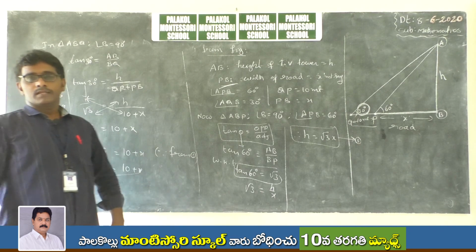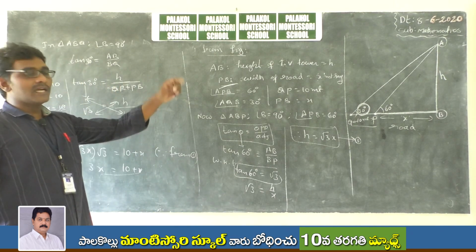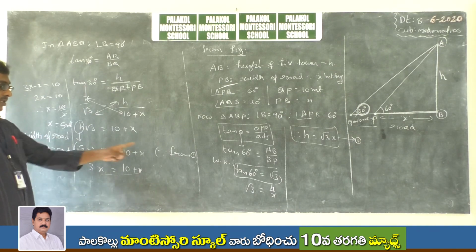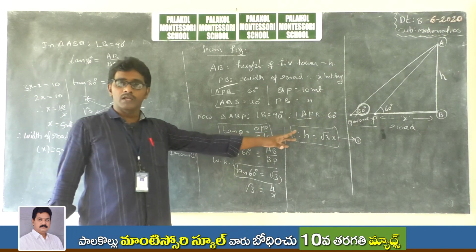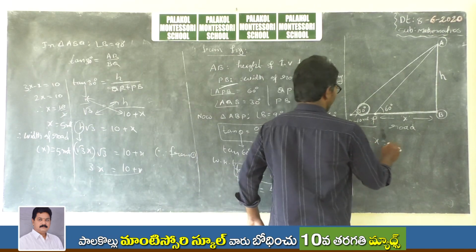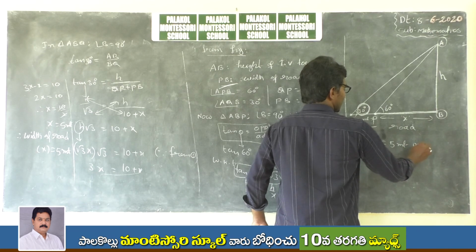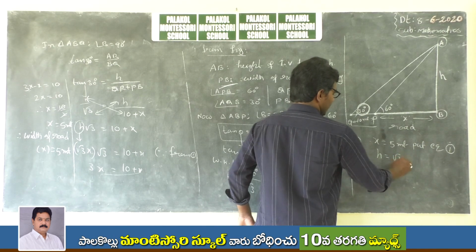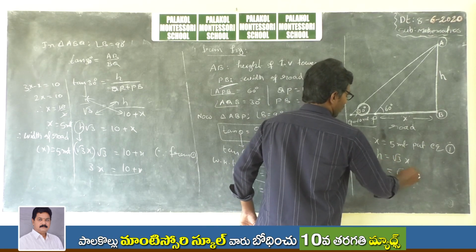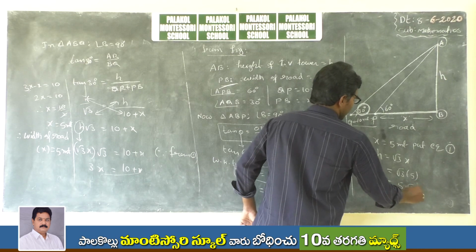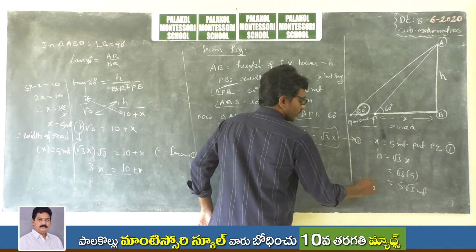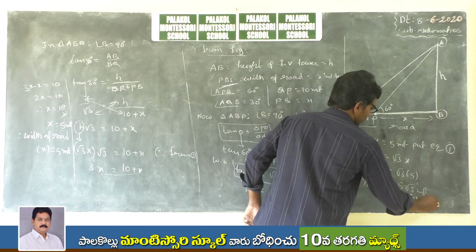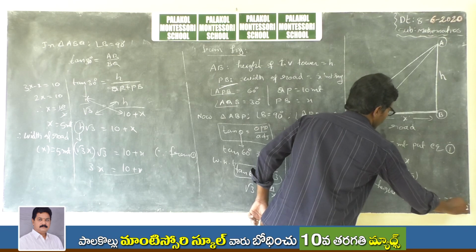Wait guys, the sum is not over. You still need to find the height of the tower. Substitute this value of x in equation 1. So x is equal to 5 meters, put in equation 1. What is equation 1? H is equal to root 3x, root 3 times 5. So 5 root 3 meters. Therefore, the height of the TV tower is equal to 5 root 3 meters.